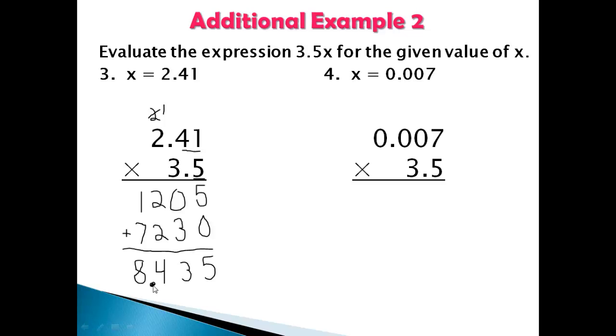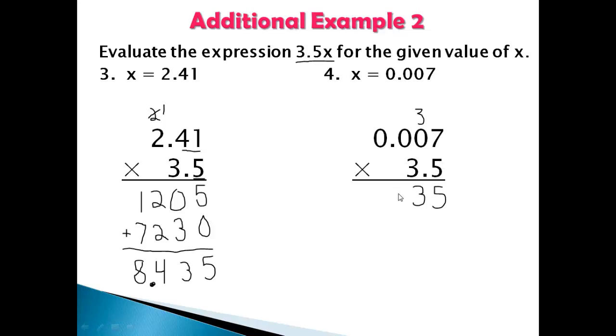Now for number 4. X equals 7 thousandths. So if we're going to do 3 and 5/10 x, we're doing 3 and 5/10 times x, or 3 and 5/10 times 7 thousandths. So we're going to have 7 thousandths times 3 and 5/10. So we have 5 times 7 is 35. We can write our 5 and carry our 3. And then 5 times 0 is 0, plus 3 is 3. If you want to keep multiplying your zeros, you can.